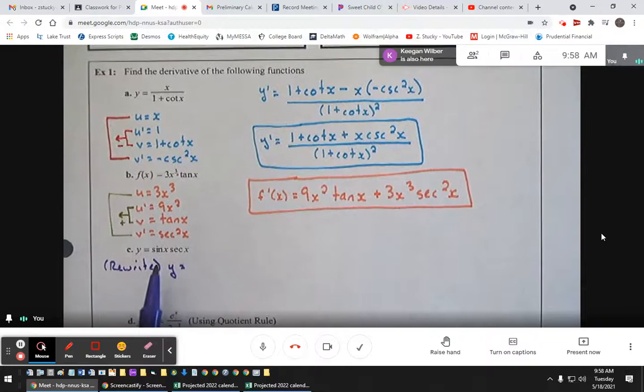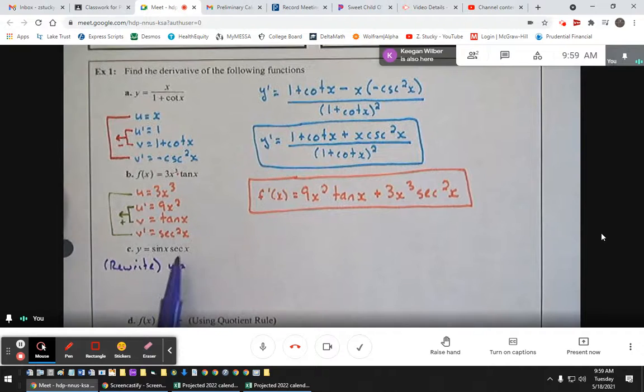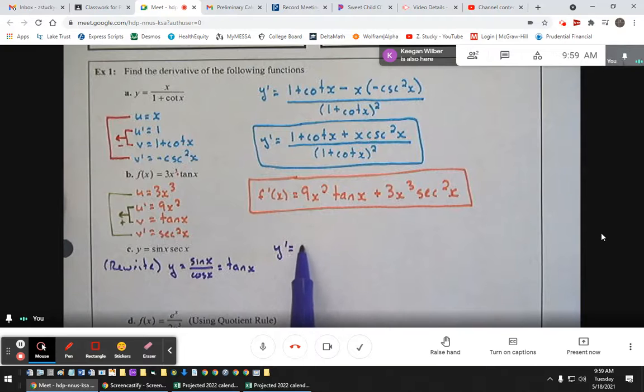What's secant? What can you tell me about secant? It's the inverse of sine. Close. Cosine. Getting closer. He said the inverse. What should we say? Reciprocal. The reciprocal. So what's secant the same as? 1 over cosine, right? So I can rewrite this as sine of x over cosine of x. What's sine of x over cosine of x? Tangent. And so what's y prime? The derivative of tangent is secant squared.